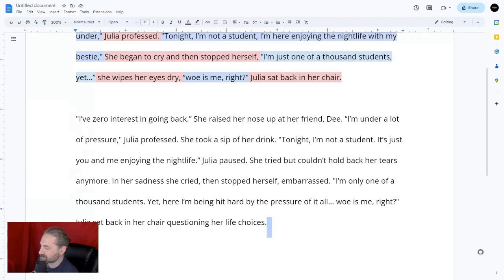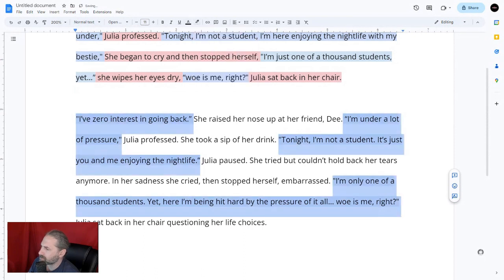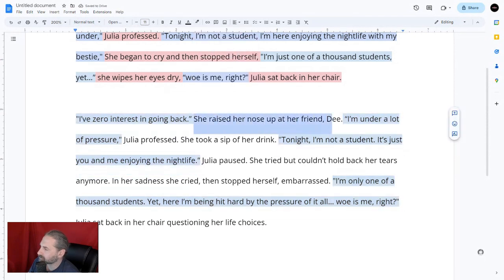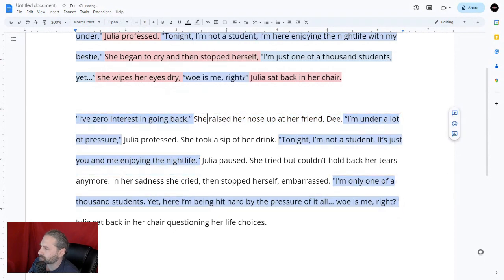So the reason why this is not considered good is if we look at all the dialogue, first of all. The first thing about dialogue, let's get to, oh wait. Okay. And let's do some of the action in red so you can see.